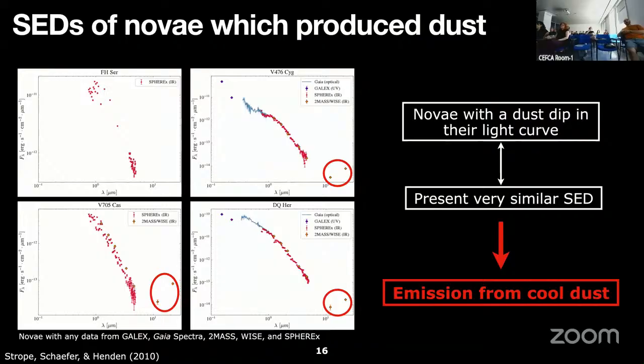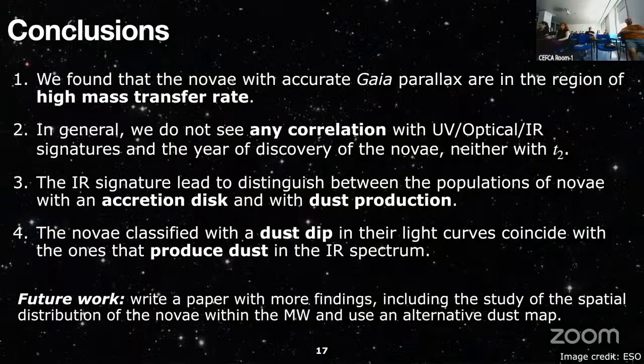And well, to conclude my presentation, the main key points are that we found that the sources with an accurate distance are the ones that are in the high mass transfer rate, and that there is no correlation between the studied electromagnetic signatures and the year of discovery of the nova, nor with the T2. The infrared signatures lead us to distinguish between the population that has an accretion disk and dust production. And finally, we confirm that the ones that are classified as having a dust dip are also the ones that show the dust production feature in the spectrum.